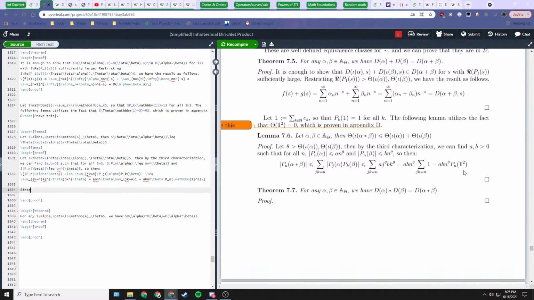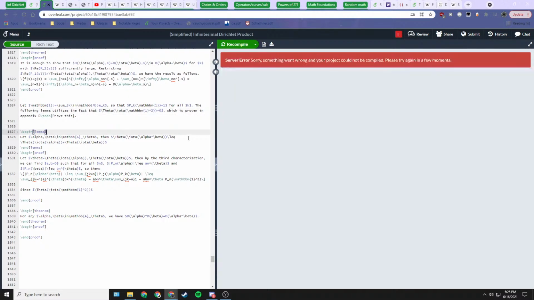And then we can say, since we have theta of iota, oh yeah, this should be theta of iota, m1 squared. Forgot about the iotas. Okay, so, oh gosh. I think that's just a server error, not my code breaking. Okay, well that thinks.